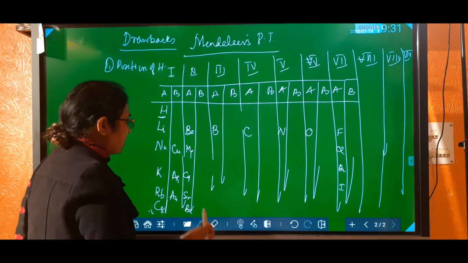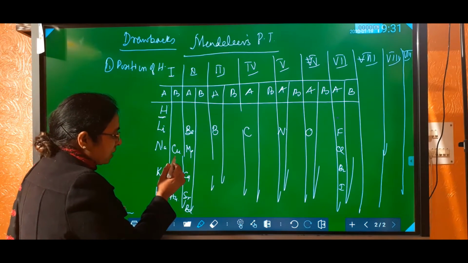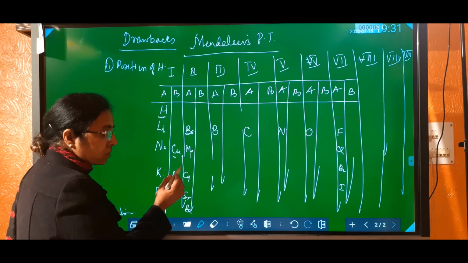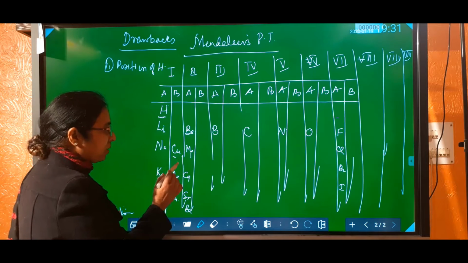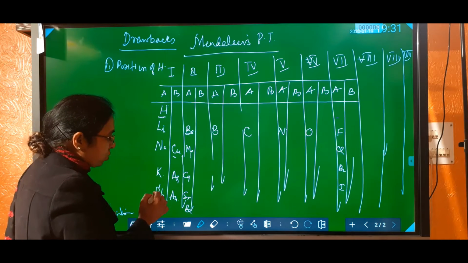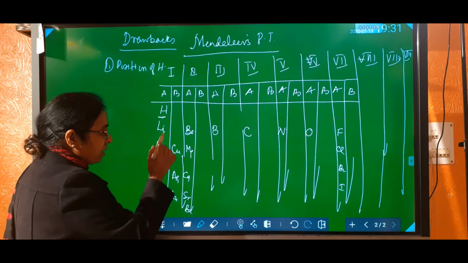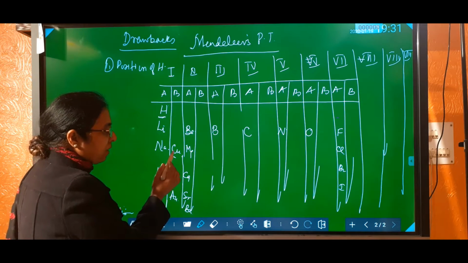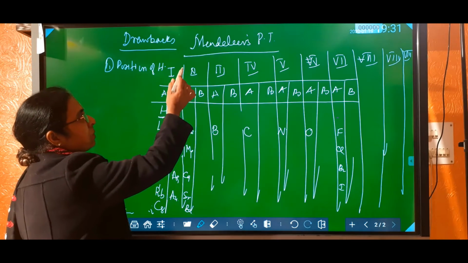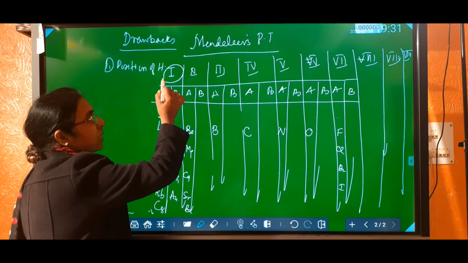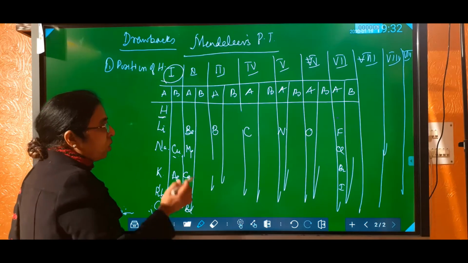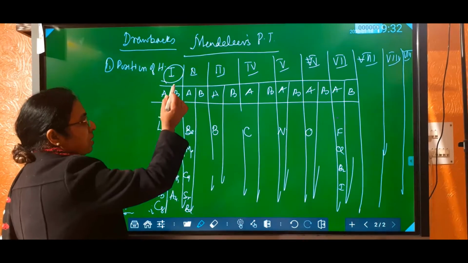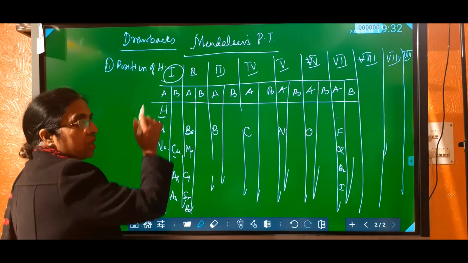Now you can see that the elements such as copper, silver, gold are known as noble metals. They are not very reactive. But sodium, potassium, rubidium, cesium are very reactive metals. Both these reactive and non-reactive metals are kept under the same group, that is group 1. So this was a drawback.